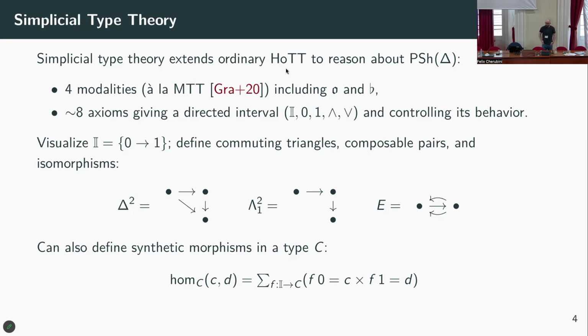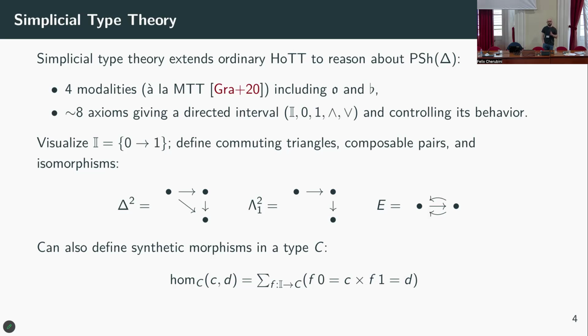All right. So more concretely, we extend HoTT with 4 modalities, a la multimodal dependent type theory. And the most important of those are the opposite modality, which I write with this O, and a groupoid core modality, which I write with the flat. And we have 8 axioms that we add in addition to these.